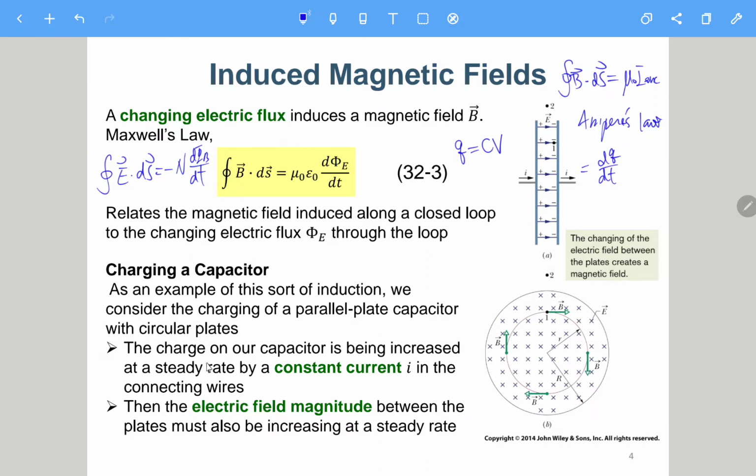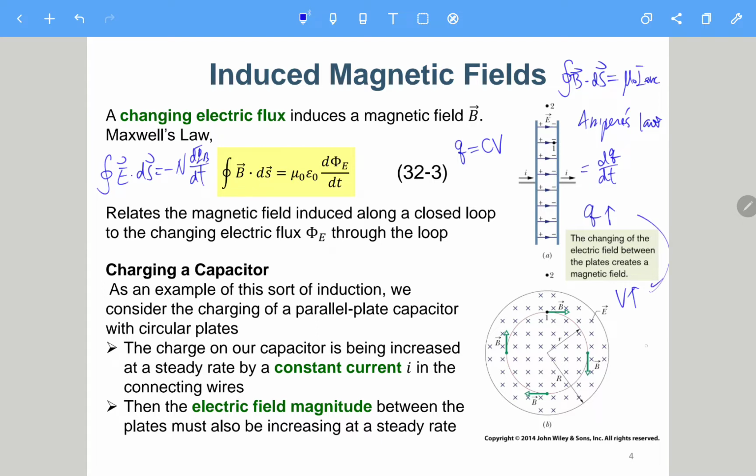So the charge is increased at a steady rate by a constant current I in the connecting wire. Then the electric field magnitude between the plates must also be increasing at a steady rate. Which means that when we have a constant current, then Q is increasing, and the potential difference is also increasing.